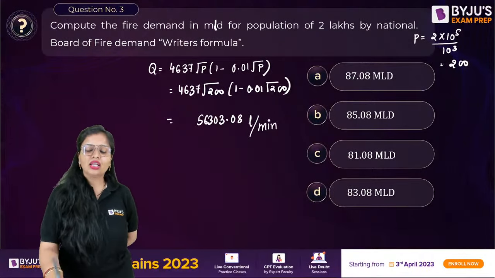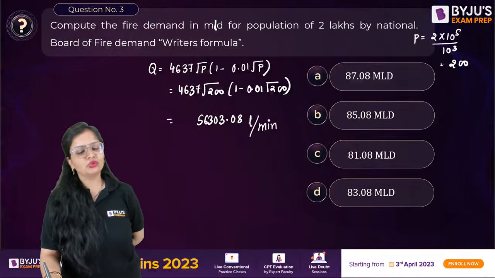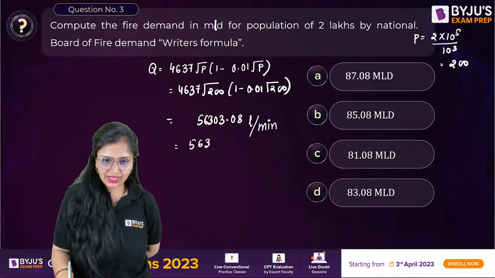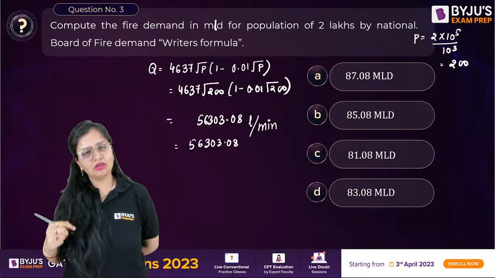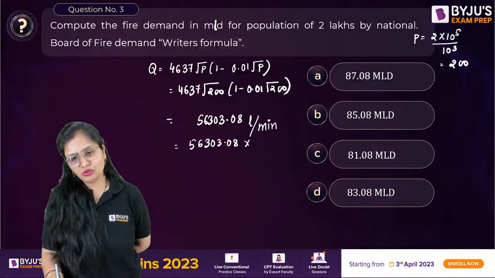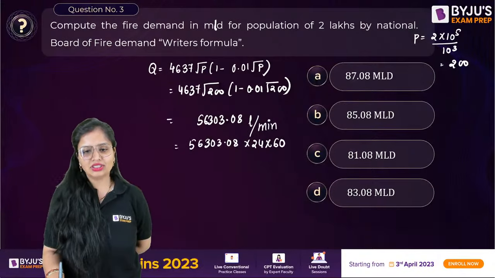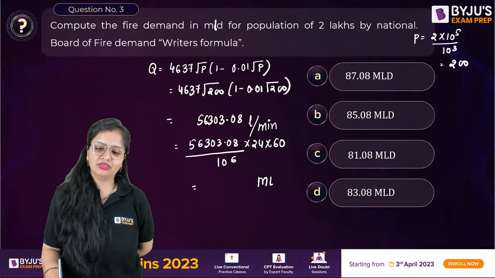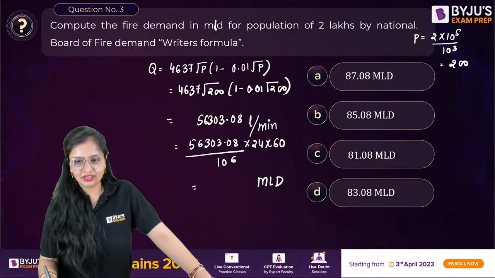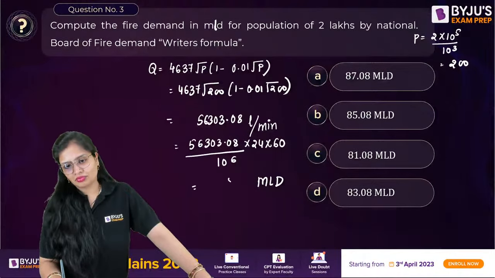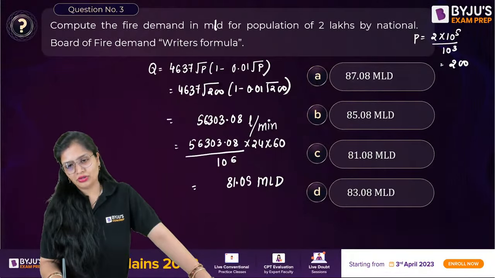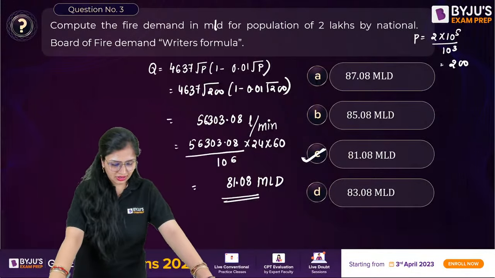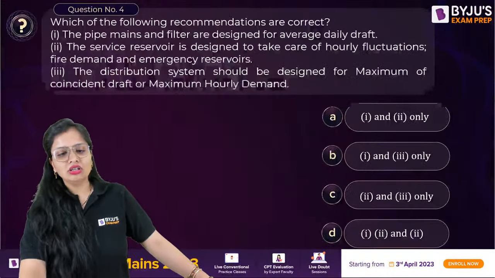This much. Now we convert minute into days. If we convert minute into day, we'll multiply by 24 into 60, and since we want in million liters, we'll divide it by 10 raised to power 6. How much you are getting? Anyone got the answer? 81.08. Just cross check it once. See? Correct. Okay. Now coming to the next question.